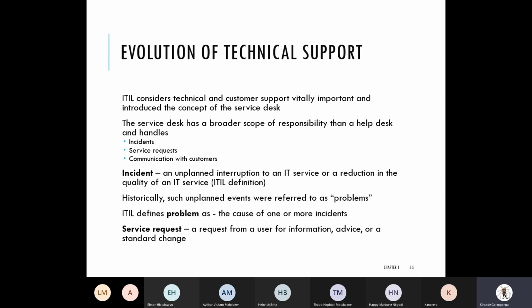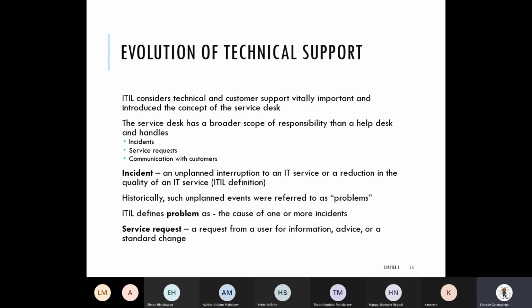So when you look at the service desk in a broader point of view, you are looking at a scope, obviously, of responsibility than what your generic help desk typically handles. So you've got your incidents, you've got the service requests, and you've got the communication with your customers. One of the other things that is also normally taken for granted in terms of having your customers make alternative plans when it comes to certain issues that might arise.